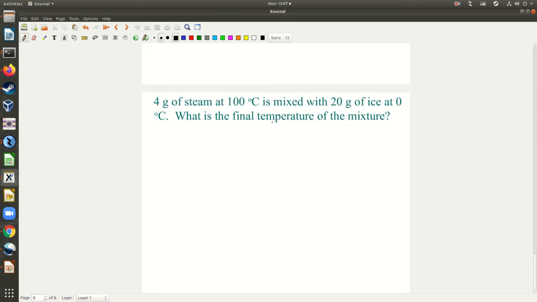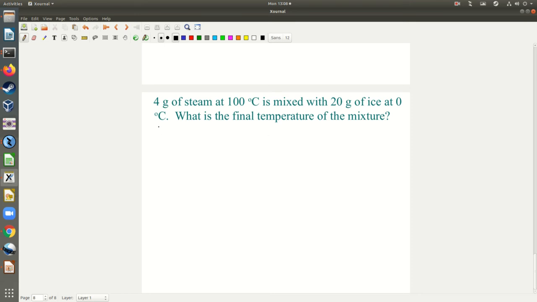This is probably one of the trickiest problems you'll have on your homework. You have 4 grams of steam at 100 degrees Celsius, so it's at its phase change temperature, mixed with 20 grams of ice at 0 degrees Celsius, also at its phase change temperature. What is the final temperature of the mixture? The issue here is you have ice and steam, and when they come in contact, both will immediately undergo a phase change. So your task is to figure out who melts first.